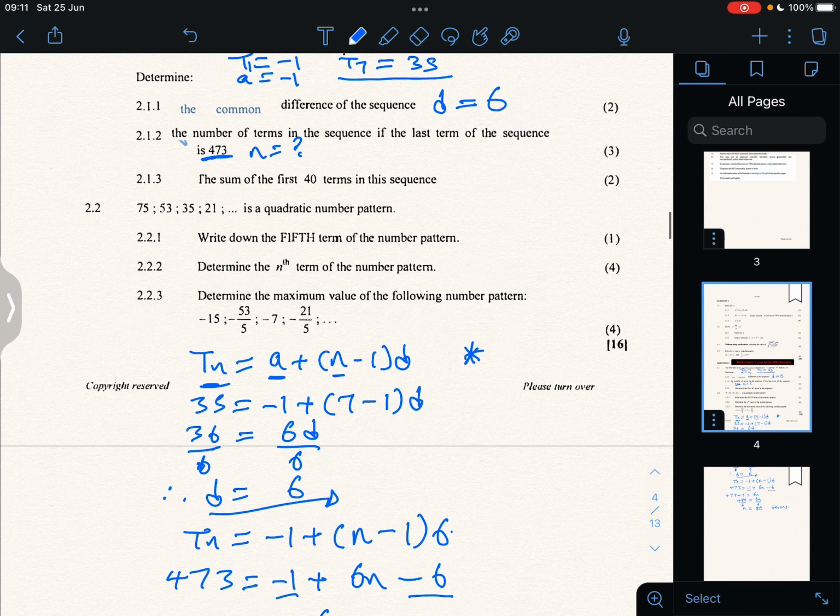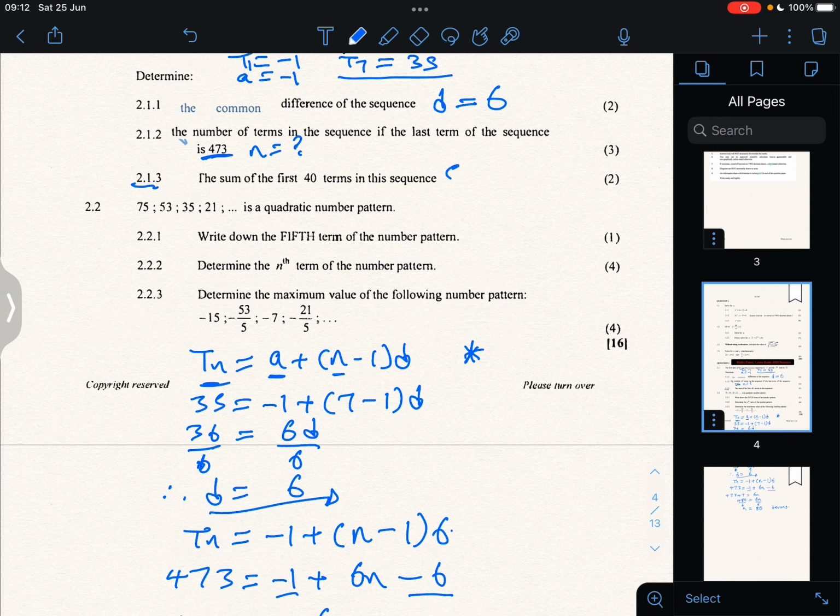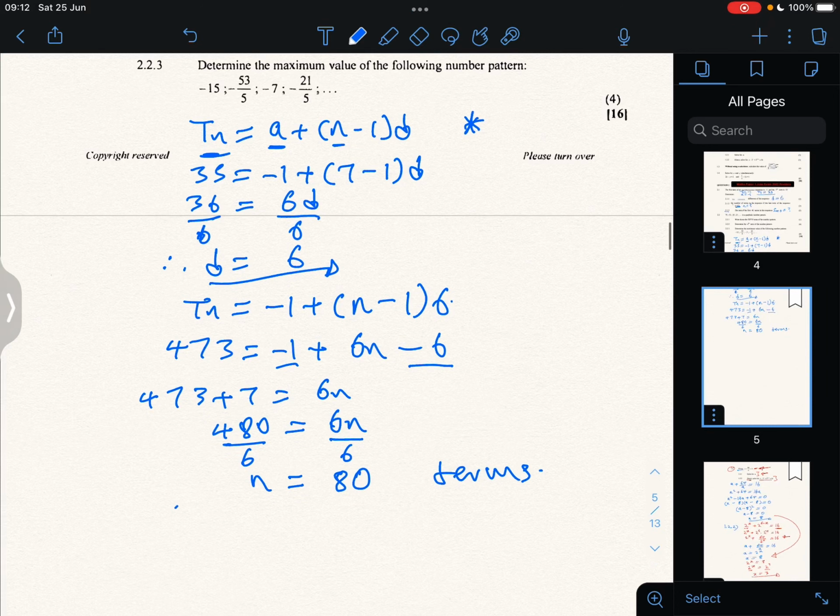Next question, question 2.1.3. Determine the sum of the first 40 terms in this sequence. So we are looking for Sn, where n is 40, so S40. What is the value of S40? We know that the general formula for determining Sn is n divided by 2, open bracket, 2a plus, open bracket again, n minus 1 times d.